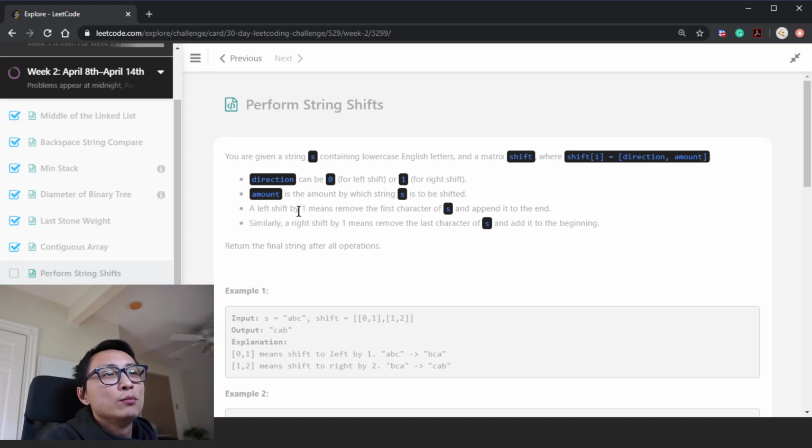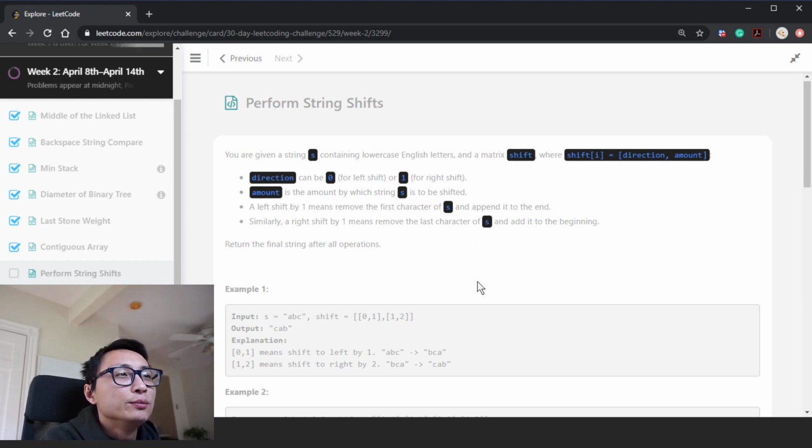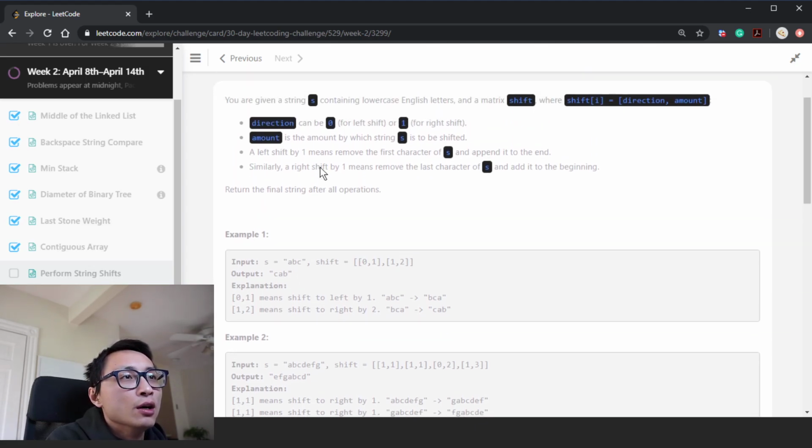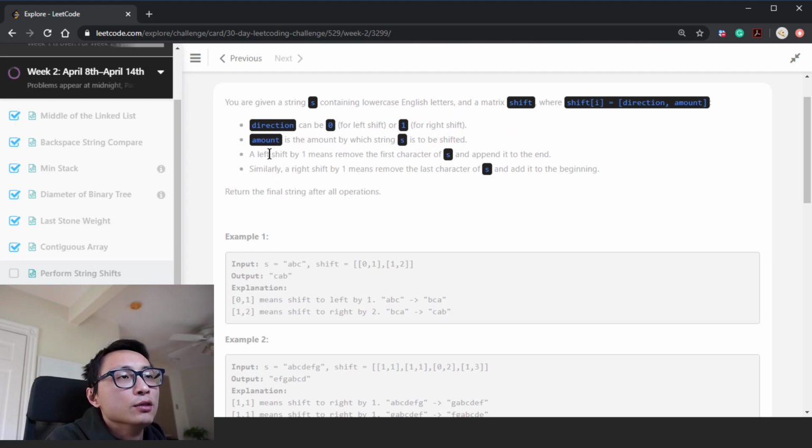A left shift by 1 means that we move the leftmost character towards the end, which is the right, and a right shift by 1 means that we move the rightmost character and put it at the leftmost. You can see that a left shift and a right shift of the same amount cancel each other. The string will be unchanged.